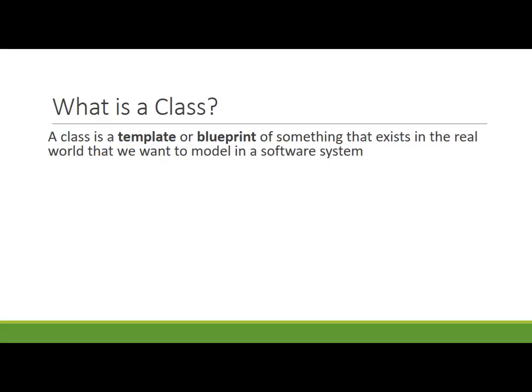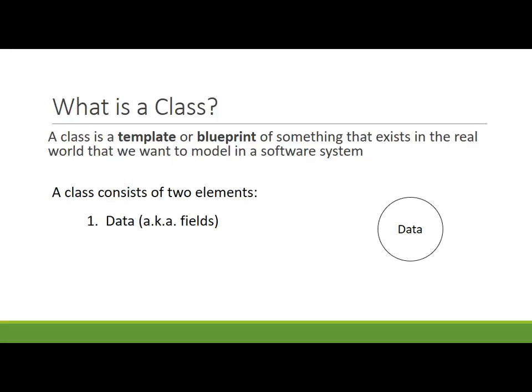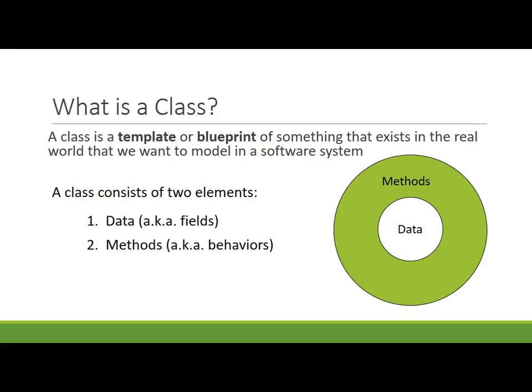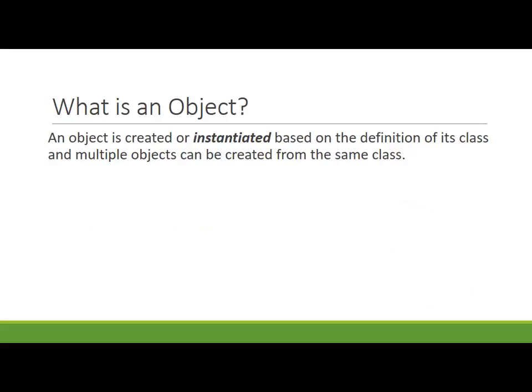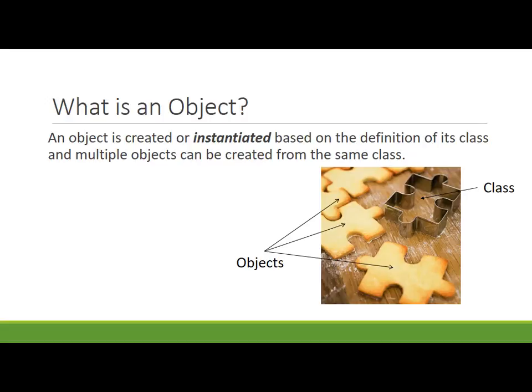A class is a template or blueprint of something that exists in the real world that we want to model in a software system. And a class consists of two elements: data, also known as fields, and methods, also known as behaviors. An object is created or instantiated based on the definition of its class, and multiple objects can be created from the same class.